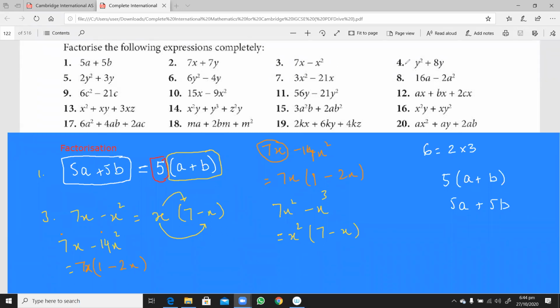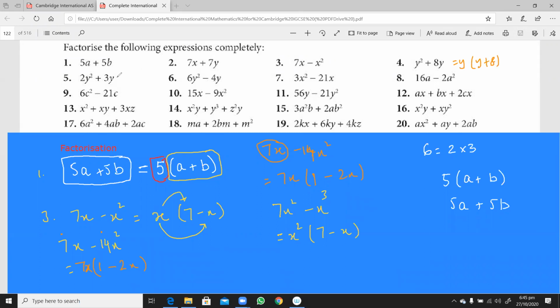Okay, I'll start from Mustaqim. Mustaqim, tell me, y squared plus 8y. How did you factorize this? This is the fourth one. y bracket y plus 8. Okay, it is y into y plus 8. It is perfectly right.